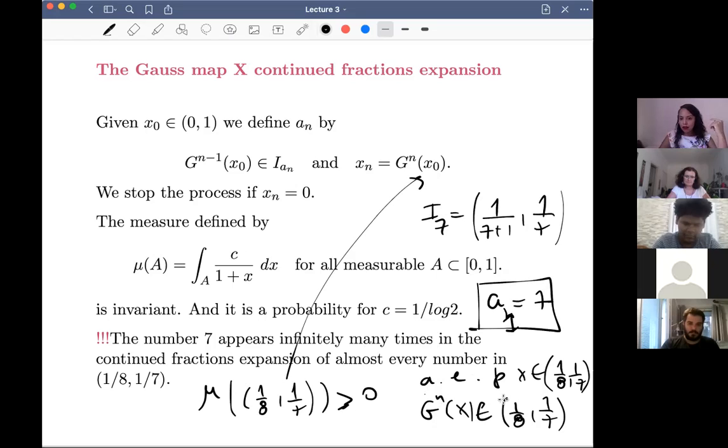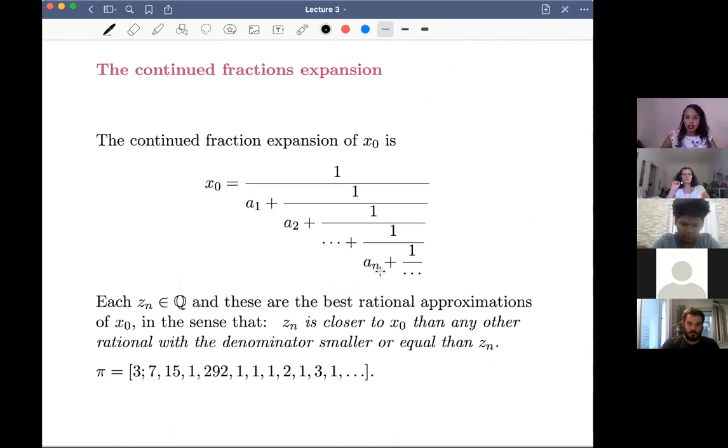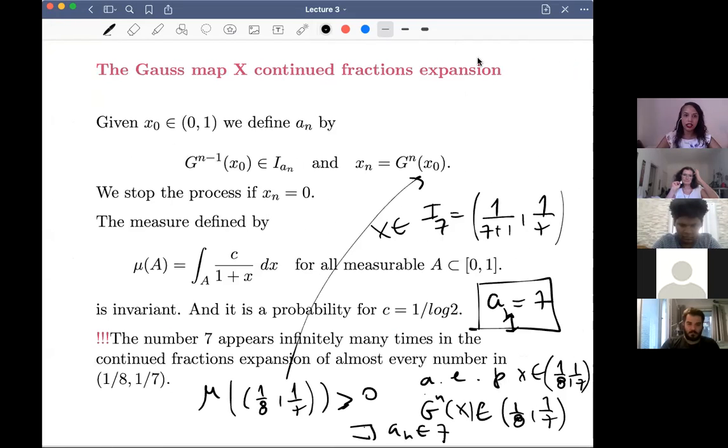What does it mean that G^n belongs to the interval? It means that a_n is equal to 7. So if the point x belongs to I_7, then a_1 is 7. If G^n x belongs to I_7, then a_n is 7. If you have infinitely many n such that G^n belongs to this interval, you have infinitely many a_n equal to 7. If you recall, who are the a_n? They are the numbers in the expansion. So these numbers will appear infinitely many times equal to 7. And here we just use the invariant measure and the Poincaré recurrence theorem.